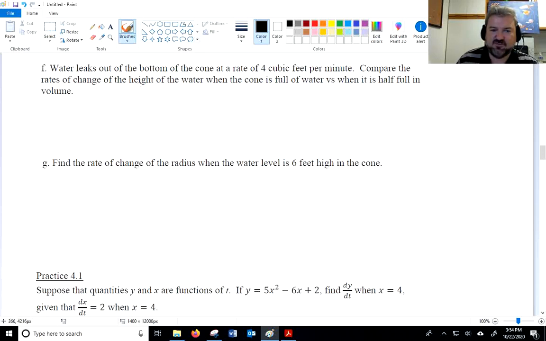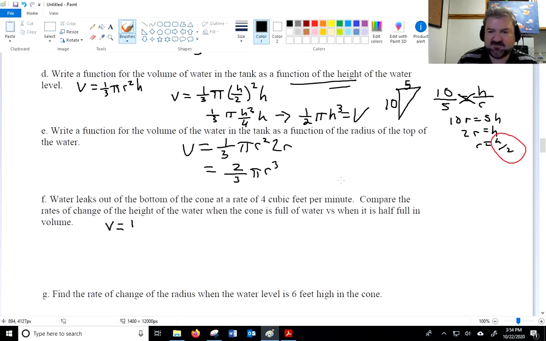Rate of change and the height of the water when the cone is full versus half full. Well, we know that volume is equal to, well, actually I said I know, but I've forgotten already. There it is, 2/3 pi. Oh, that's the radius. We're looking for the rate of change in height, right? We want the rate of change of height, so I need to use the height one.